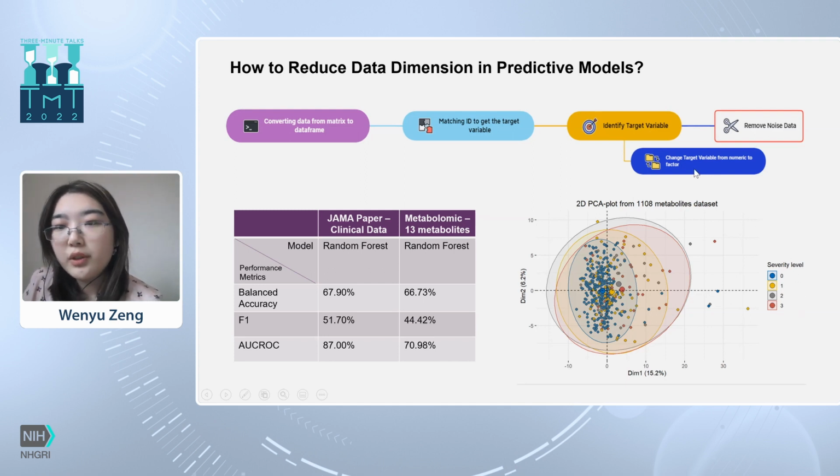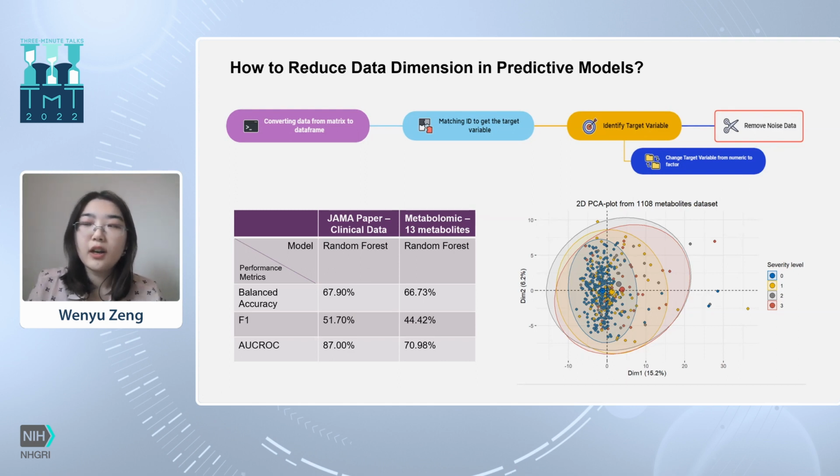We also need to make sure to change the target variable from numeric to factor so that the model will treat each severity level as separate classes. The last step will be to remove the noise data, which means that the data is not helpful for the model. So now we are ready to build our PCA model.